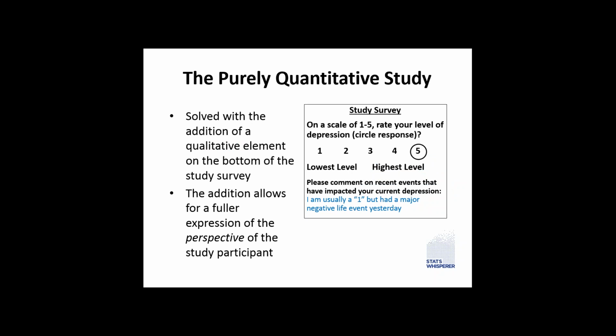Then when we do analysis, we might choose to leave this person out because we could see their score doesn't represent chronic depression, which we want to see. But if there's nowhere to make a comment, we don't know, right? So this small qualitative insertion allows for a fuller expression of the perspective of the study participant.